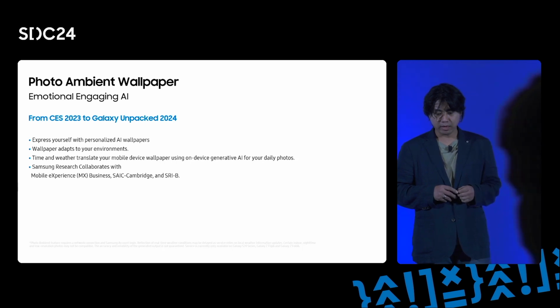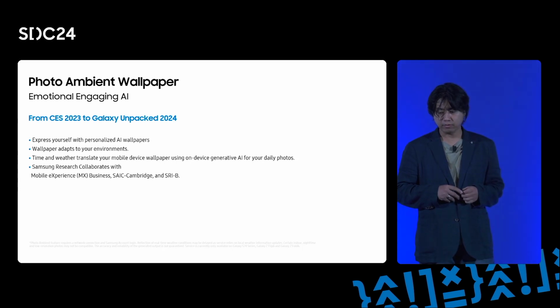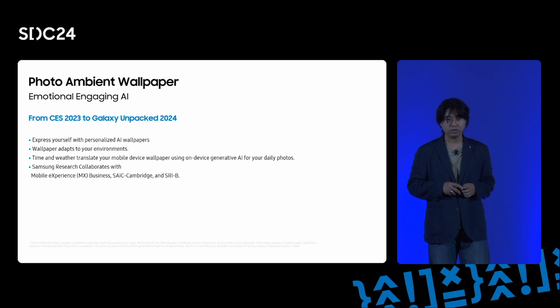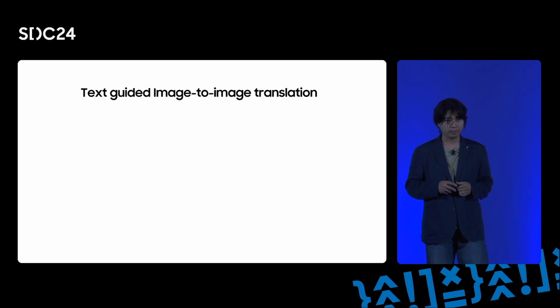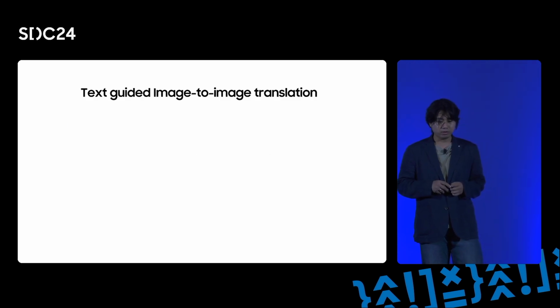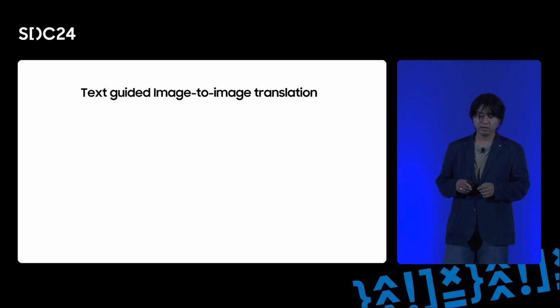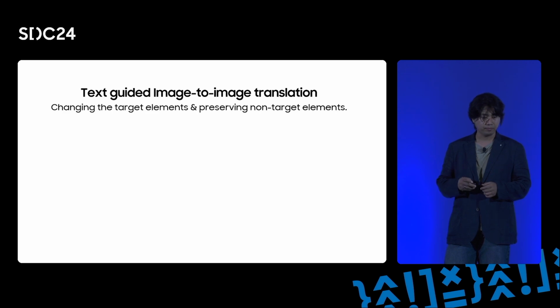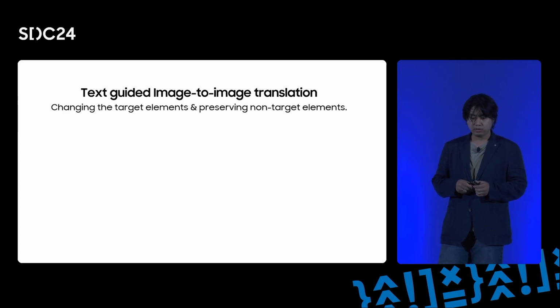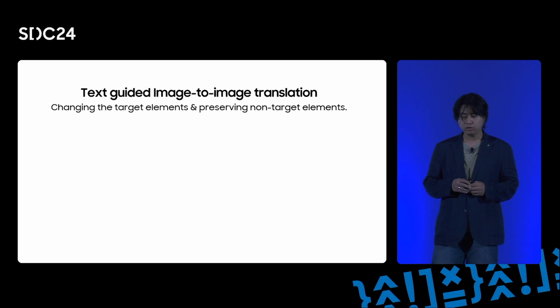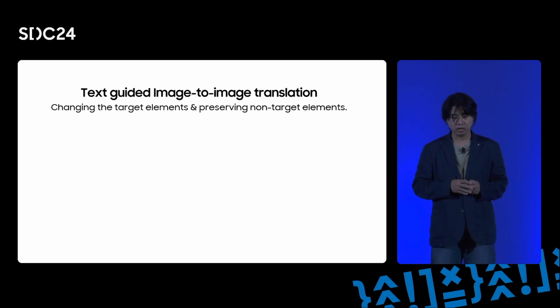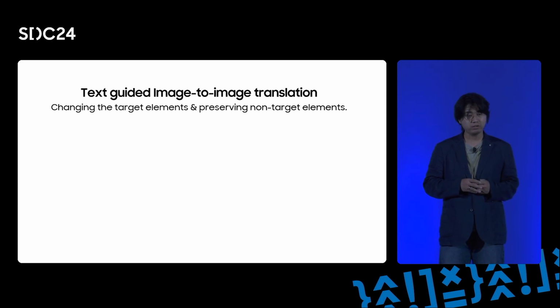In this talk, I provide more details of this generative AI model and what we have done to overcome the difficulties. Our model is a text-guided image-to-image translation model. Every image-to-image translation task is challenging because it is required to satisfy two different objectives. One is changing the elements of interest, and the other one is preserving non-target elements. In short, we aim to change the target elements only, while the others are preserved.